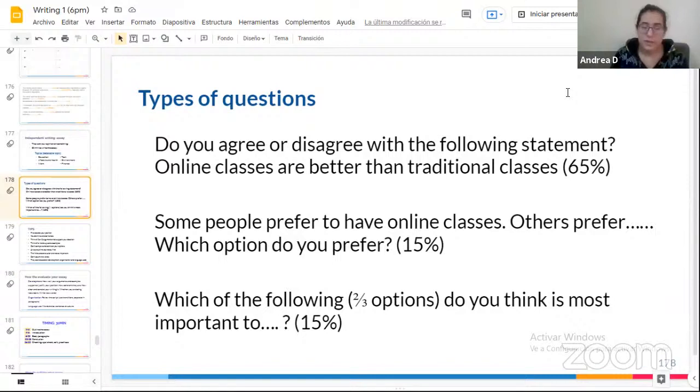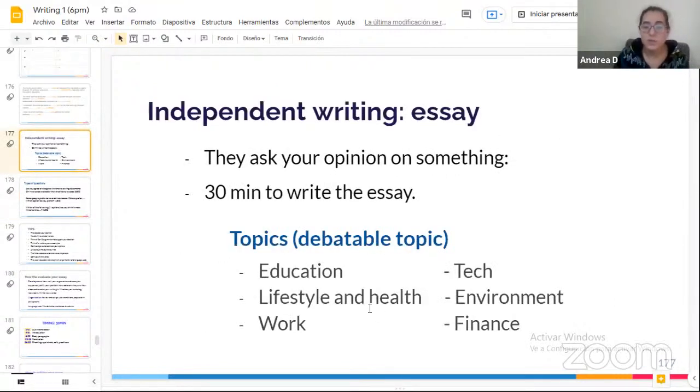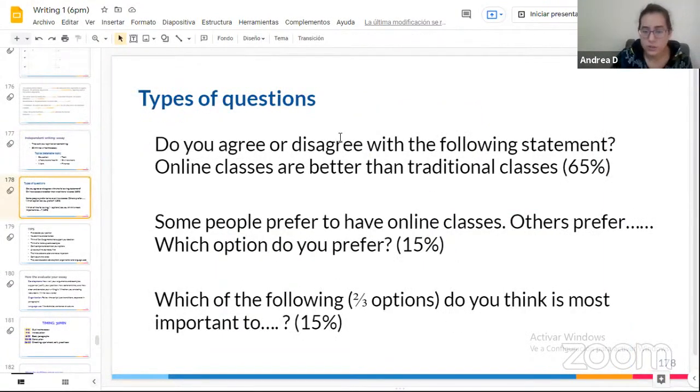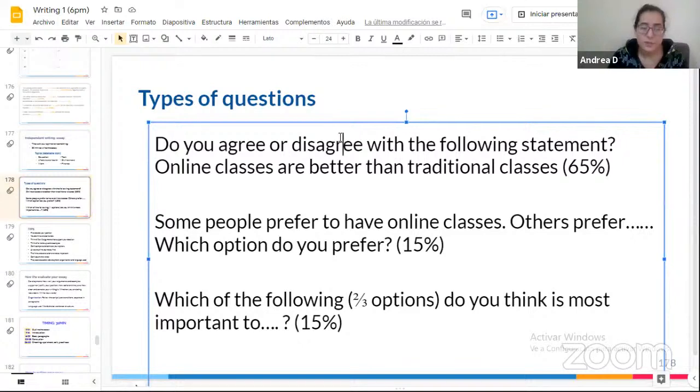Yes, exactly. So the topics that I meant, these are the topics on which the questions are about. And yes, you will get a question, something like this, and your essay needs to be answering this question. So your essay needs to support your answer. If you say, I prefer to have online classes, in your essay, you need to explain why. So you will get one of these questions, and you need to write an essay answering them.